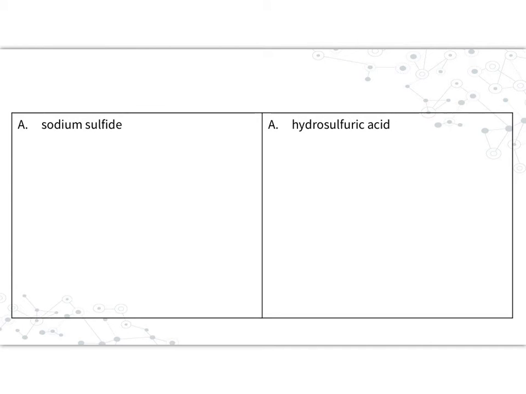Sodium sulfide is an ionic compound because sodium is a metal and sulfide, or sulfur, is a nonmetal. This is ionic. Let's write its chemical formula. Sodium is a 1+, sulfur is a 2-. Therefore, I'm going to need 2 sodiums for every sulfur. We can verify this formula by drawing the ionic structure.